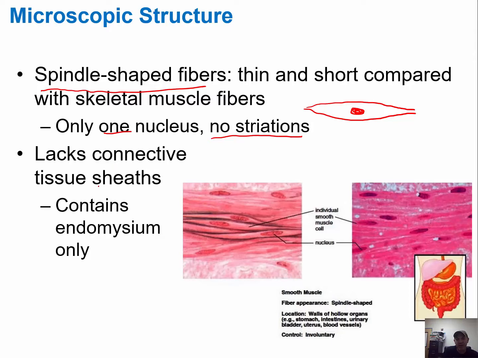We're going to have a lack of connective tissue sheaths, as we do in skeletal muscle. We don't have an epimysium or a perimysium around fascicles, but we do have endomysium. So the individual smooth muscle cells will be surrounded by an endomysium.